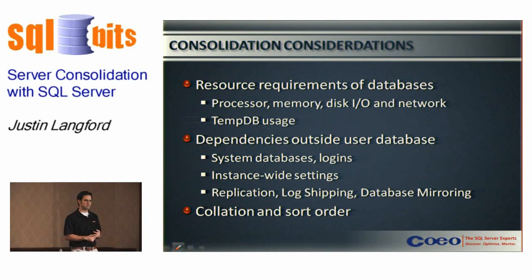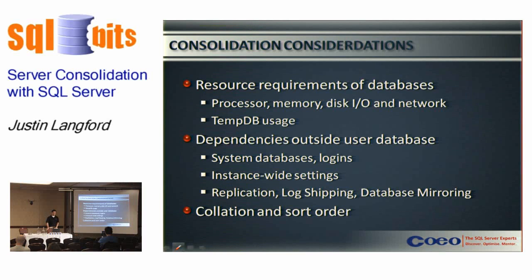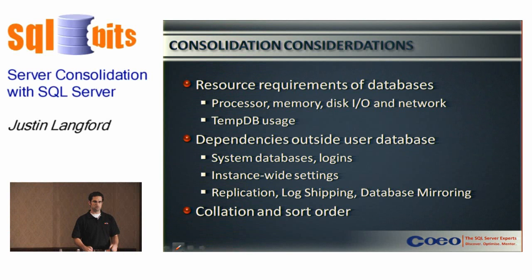So some considerations for consolidation: resource requirements of databases, processor utilization, memory, disk I/O, network, tempDB. We've got a lot of dependencies outside of the individual user database: system databases, logins, instance-wide settings around security mode, max degree of parallelism. Anything in sp_configure falls into that group. Also some high availability or reporting features with replication, log shipping and database mirroring. We've got a maximum number of databases that can participate in mirroring per instance, so we need to be aware of that and familiar with the requirements of the application so that we can make sure we can support everything when it runs in a consolidated environment. And collation and sort order. There's obviously a chance in a big environment that we've got disparate collations between servers.